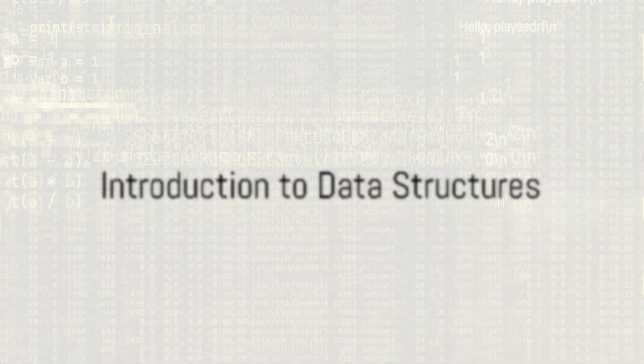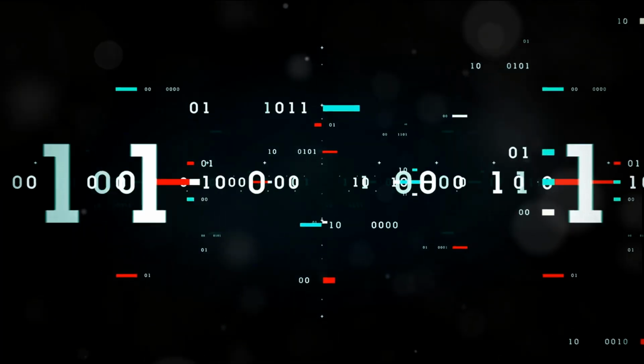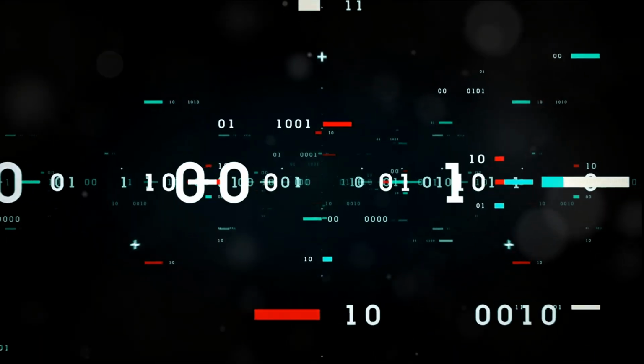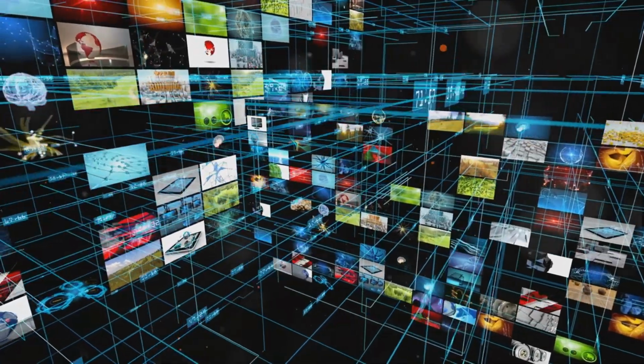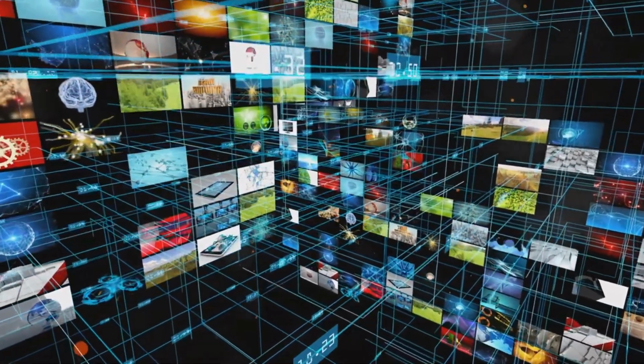Have you ever wondered how data is organized in a computer system? Well, the answer lies in the realm of data structures. These ingenious systems allow data to be stored, retrieved, and manipulated efficiently. Today, we will delve into four common data structures: arrays, linked lists, stacks, and queues.